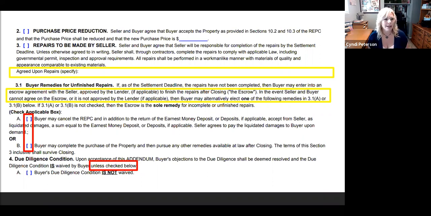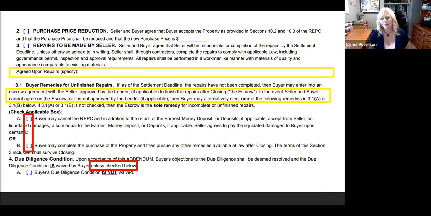Seller and buyer agree that seller will be responsible for completion of the repairs by the settlement deadline, unless otherwise agreed to in writing. Seller shall, through contractors, complete the repairs to comply with applicable law, including governmental permits, inspections, and approval requirements. All repairs shall be performed in a workmanlike manner with materials of quality and appearance comparable to existing materials. Then there's a section that I have highlighted here, agreed upon repairs specify, and you can fill that in with as much information as you need to. It will just keep going on the page.